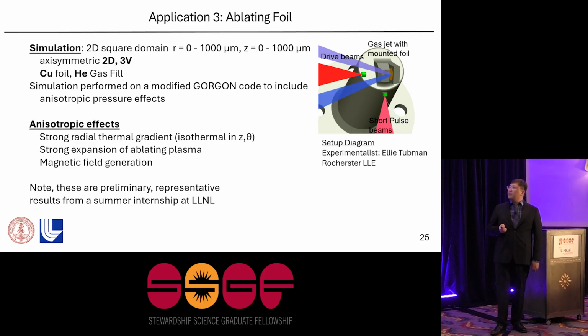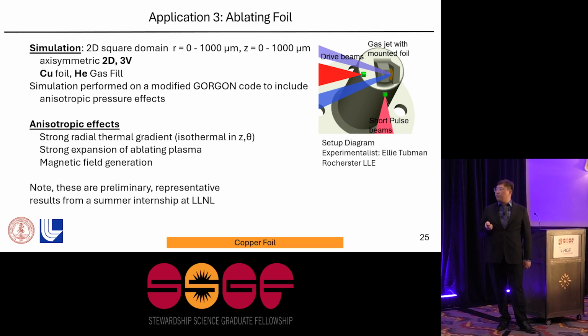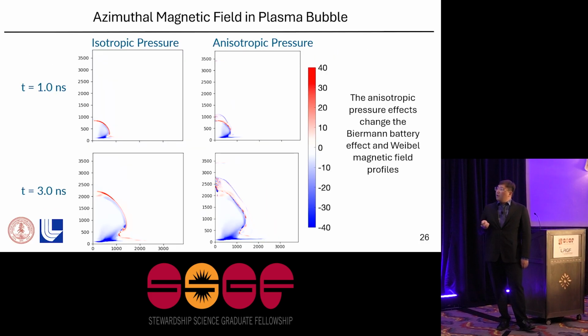The third test case is a fully coupled simulation that's still pretty preliminary work that came out of a collaboration with Lawrence Livermore National Lab as part of a practicum. And essentially what happens in the experiment is you have a copper foil, gets hit by a laser, it generates a plasma that then expands.